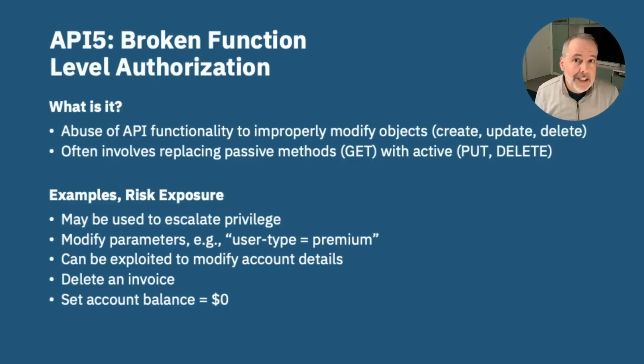We'll often see things like replacing passive methods on APIs like GET, which are really lookup type methods, with active methods like PUT and POST and DELETE. And the risk is quite obvious here. The ability to perform functions like escalate your privilege, convert my free account into a premium account, modify other types of account information. I could also do things like delete an invoice or set my car loan balance to 0 or to a negative number. It's really crucial that we are controlling what functions users can access and with what permissions.